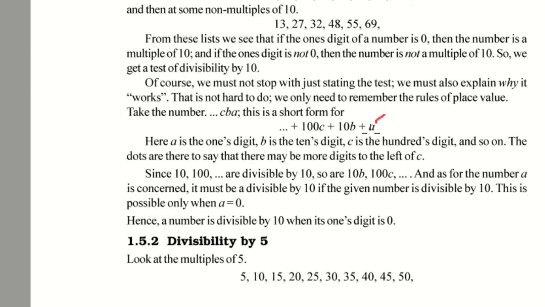We need to check whether the 1's place is divisible by 10. If the 1's place is divisible by 10, then the whole number is divisible by 10. For what number is this unit place divisible by 10? We have 0 to 9. Which number is divisible by 10? 1 is not divisible by 10, 2 is not divisible by 10, 3 is not divisible by 10. Which number is divisible by 10? 0 is divisible by 10. This is only possible when A is equal to 0. If A is equal to 0, that is, the unit place is equal to 0, then the given number is divisible by 10.